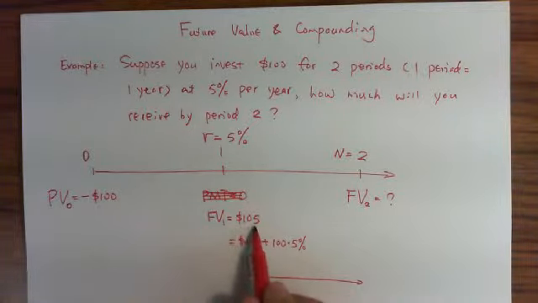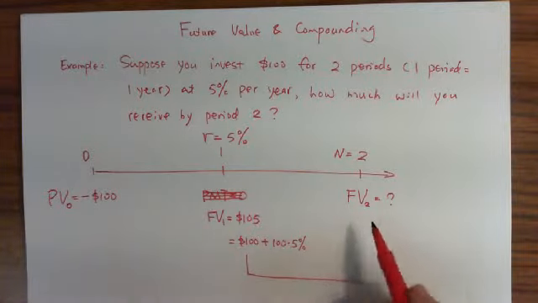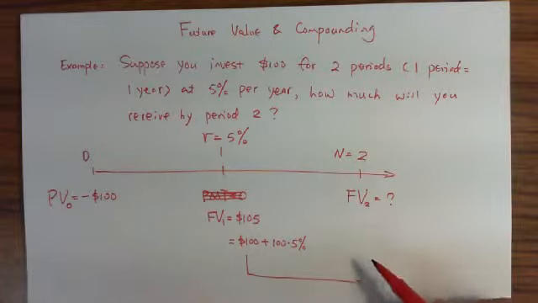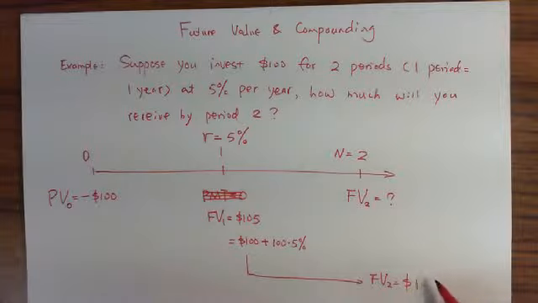We have $5 interest. So the entire $105 will be able to earn interest. So the future value at the end of year 2 is going to be $105. So this is the money at the end of year 1 plus the interest earned on 105, which is 105 times 5%. Now the final result is $110.25.